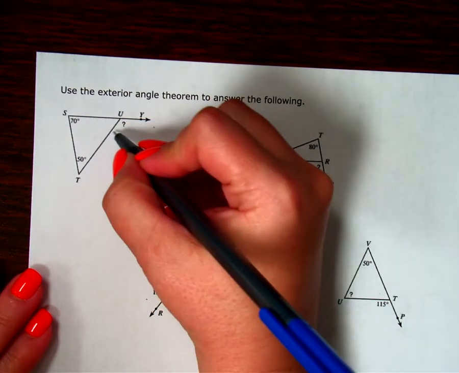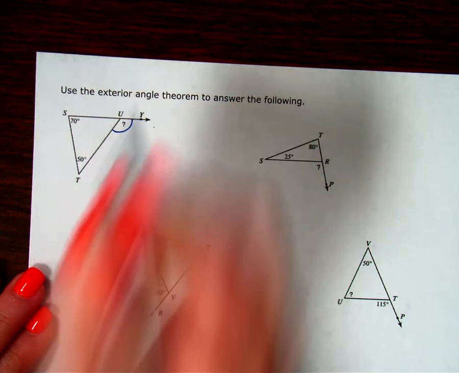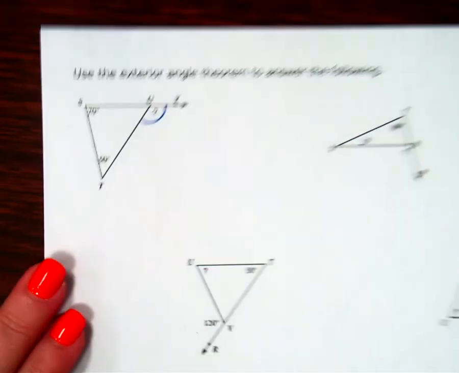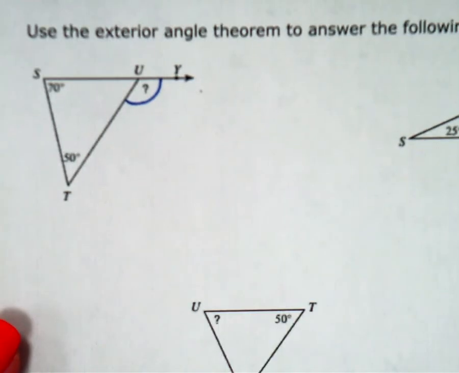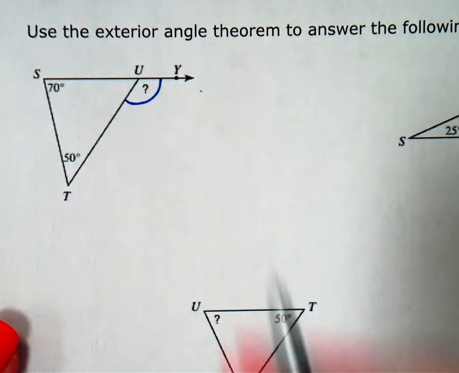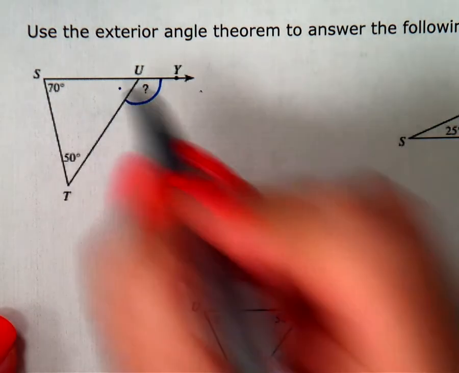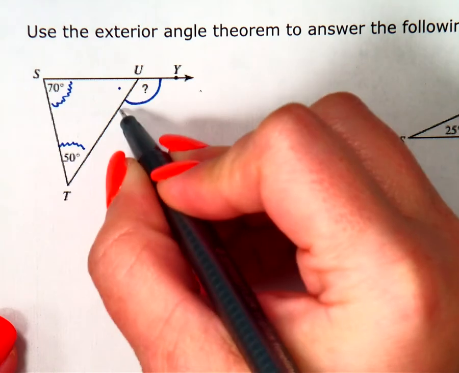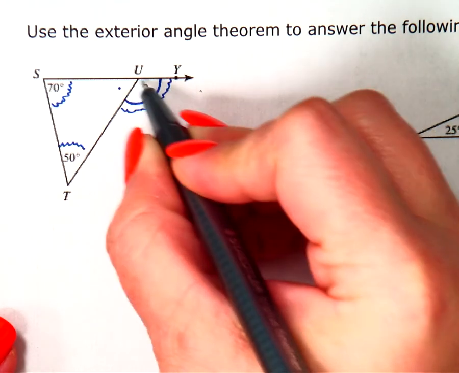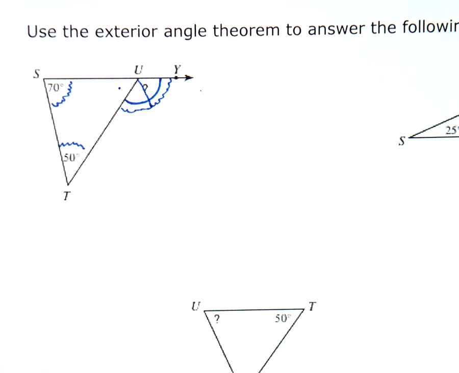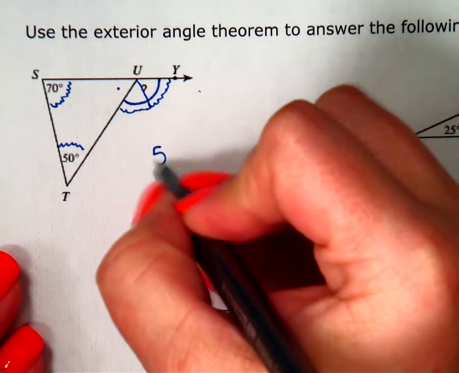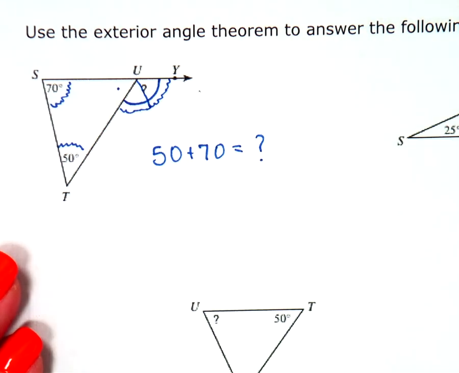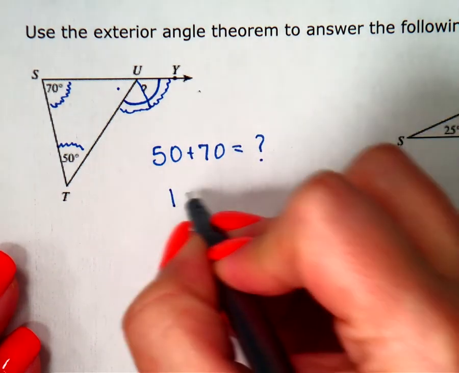Okay, all right, so here, I'm trying to find this exterior angle. I'm going to zoom in because these numbers are real small. All right, so that means I need to look at the two that are not adjacent to that angle. So I would tear off the 70 and I would tear off the 50, and I know that they would fit exactly together in that angle. Okay, so my 50 plus my 70 would fit exactly in that question mark. So 50 plus 70 is 120 degrees.